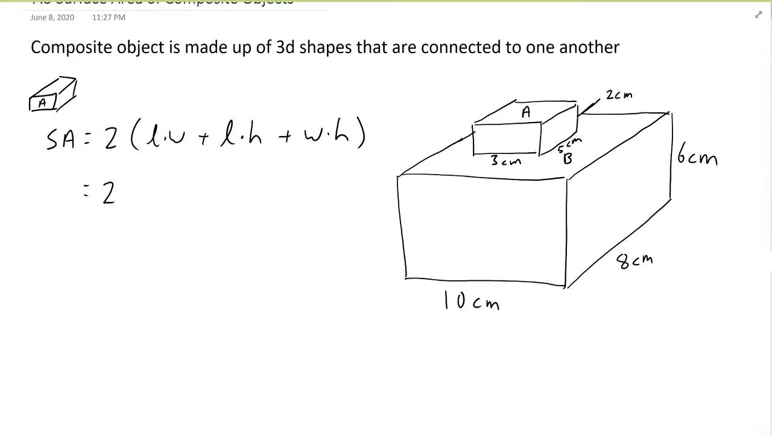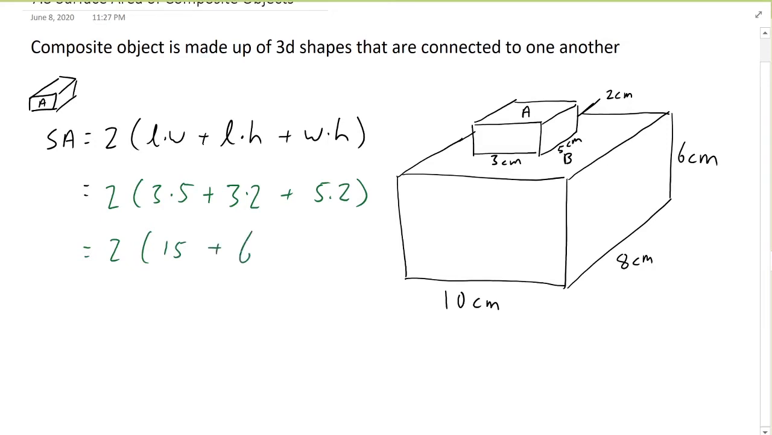So let's go ahead and plug in our numbers here. So 2 times 3 and 5 plus 3 and 2 and 5 and 2. So we're just calculating the surface area here. 3 times 5 is 15. 3 times 2 is 6. 5 times 2 is 10. And we would get 62 square centimeters. Okay, so that's the area of the smaller rectangular prism.